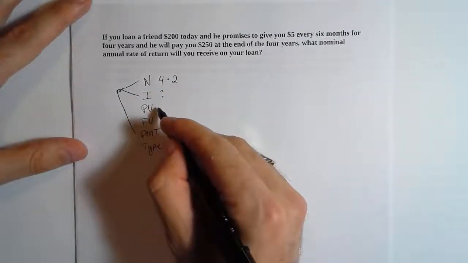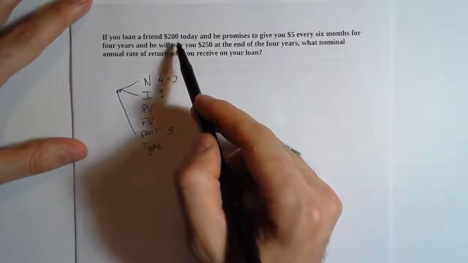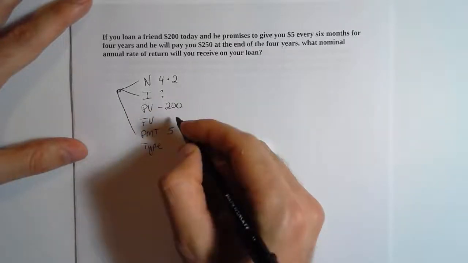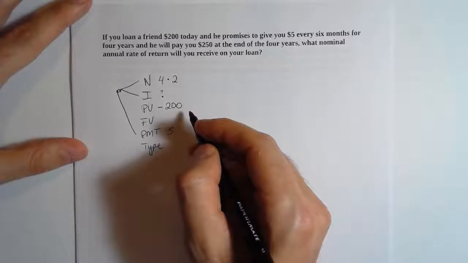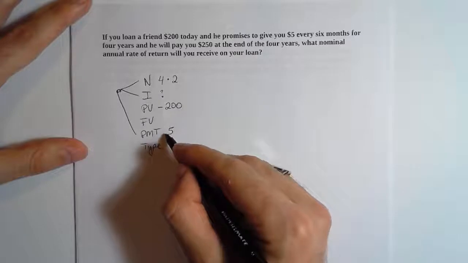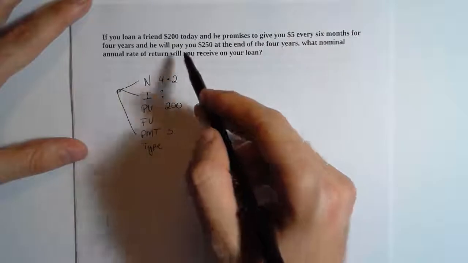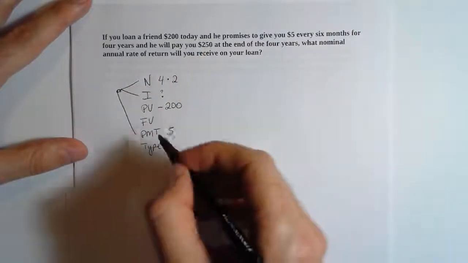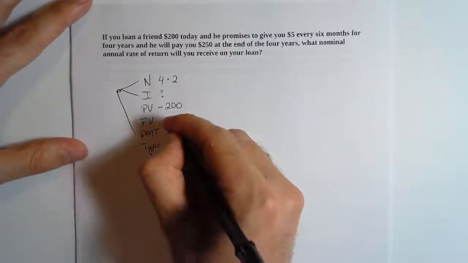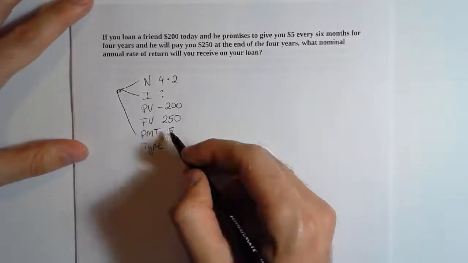Present value would be what happens today. So in this case, you're loaning your friend $200 today. That's going to be negative $200 because it's a cash outflow for you. And then he's giving you the $5 per 6 months, and we're giving that a positive sign because that's a cash inflow for you. And then at the end, he's giving you $250. So that's going to be our future value because it happens at the end of the 4 years, and it's positive because it's a cash inflow. So that gives us $250 for our future value.